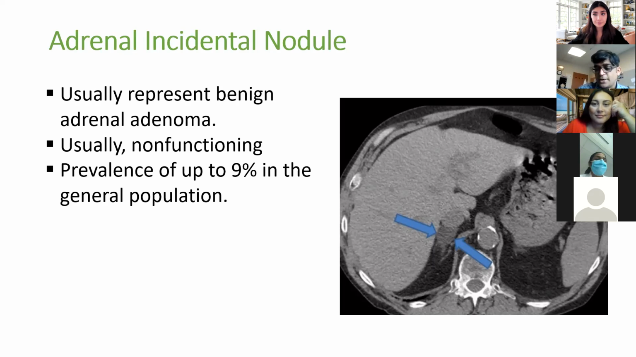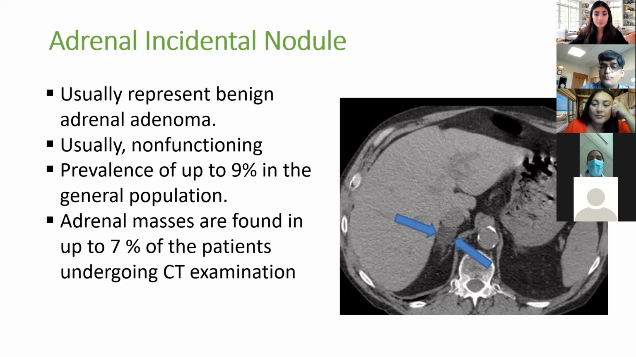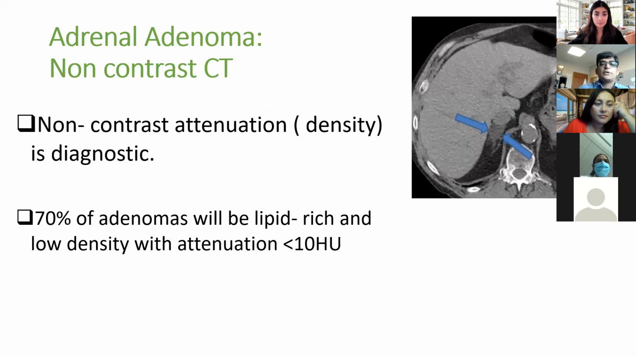So 9%, that's a lot. And again, more and more CT scans are being performed. So we're going to see more and more adrenal incidentalomas, plus the population is aging over a period of time. And we found these adrenal incidentalomas increase with aging as well. So this is very common, and we'll see this.